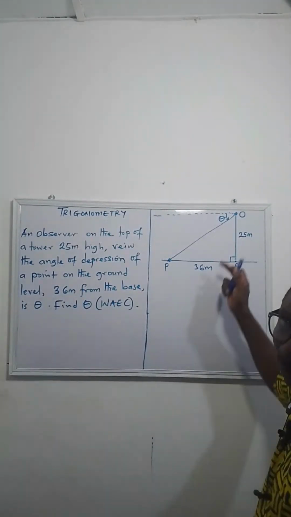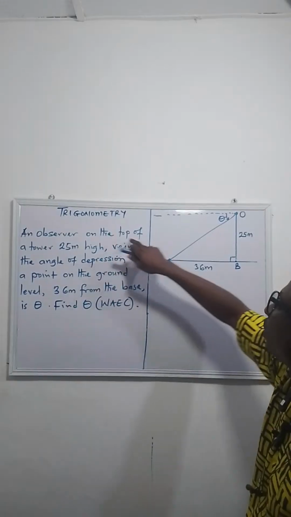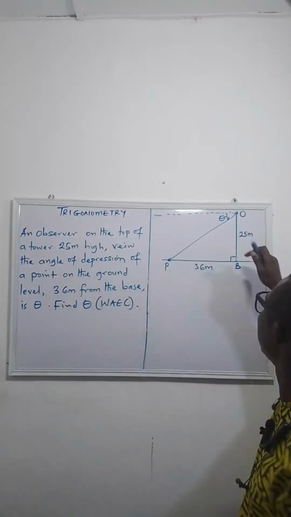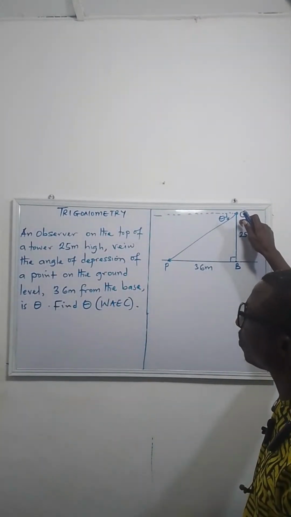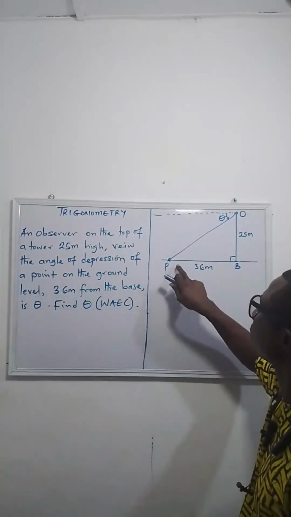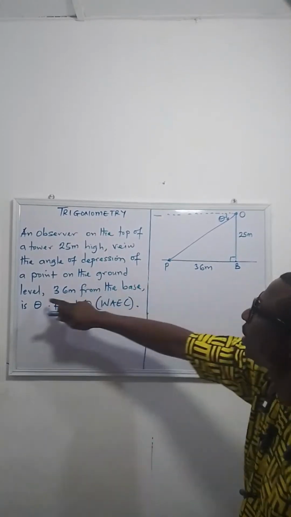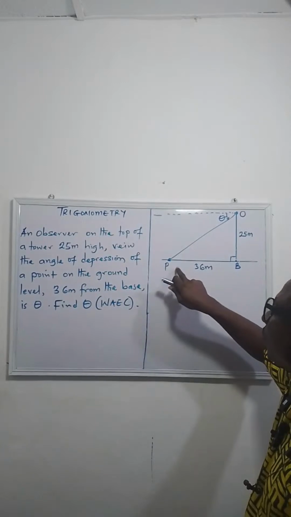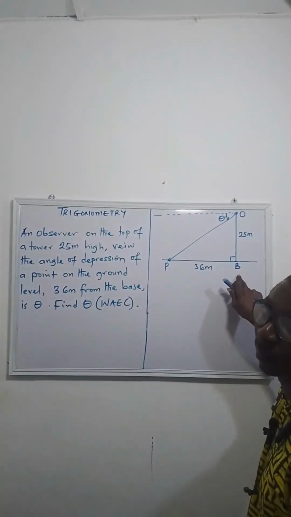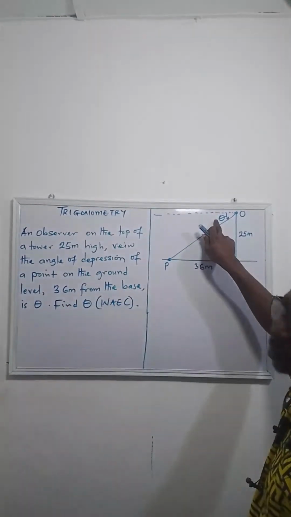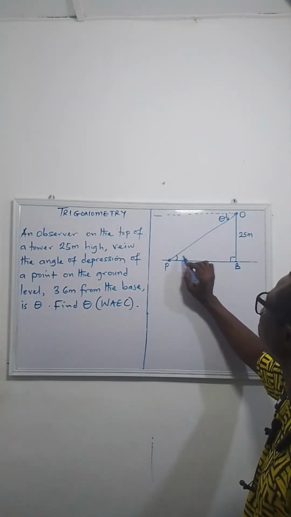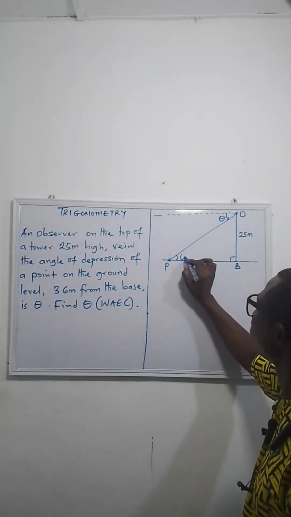Now I take that again. An observer on the top of a tower 25 meters high. This is the tower, 25 meters high. Views the angle of depression of a point P here on the ground level. And what's the distance? 36 meters from the base. The angle is what? Theta. So we have it here. Now this theta here is alternate to this angle. So theta here is alternate here, so that means this angle is going to be theta as well.